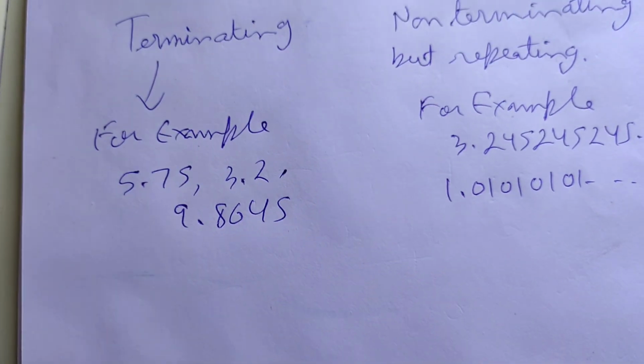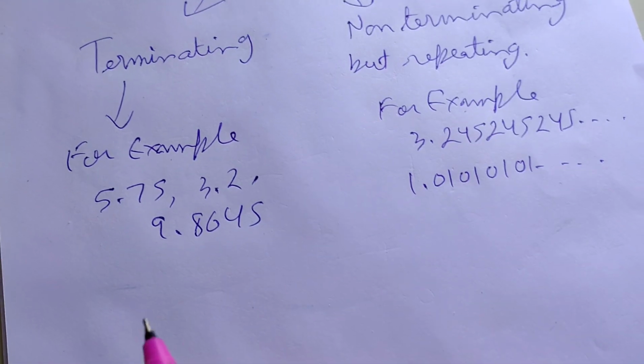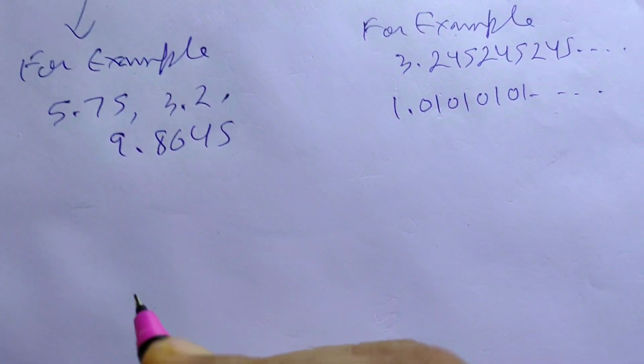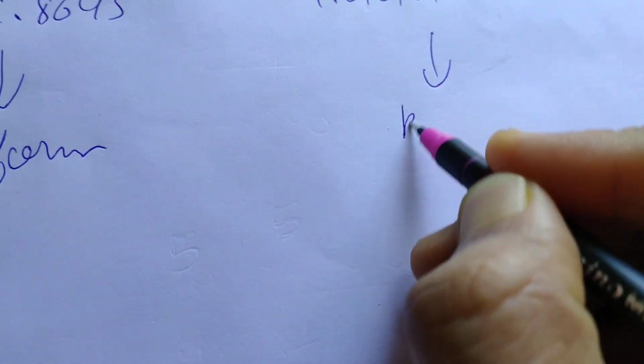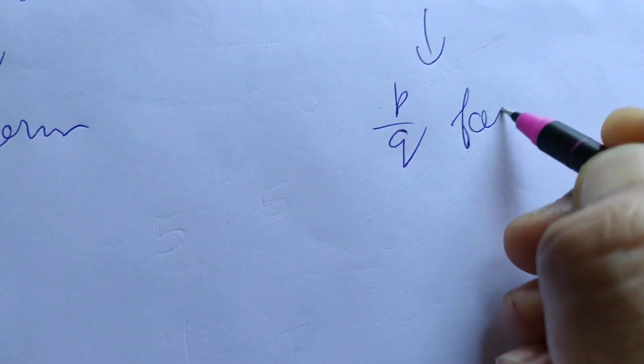Now, as you know, both can be written in the form of p by q. So this is also p by q form, and this is also p by q form. Both are in the form of p by q.